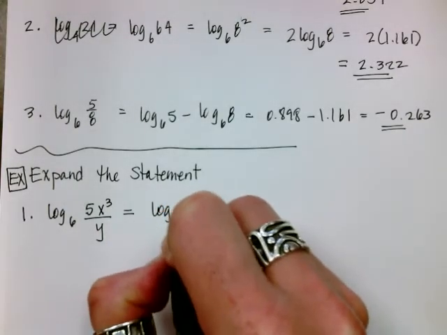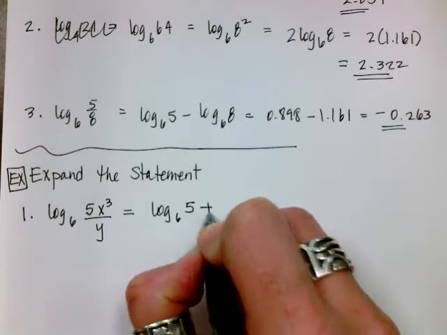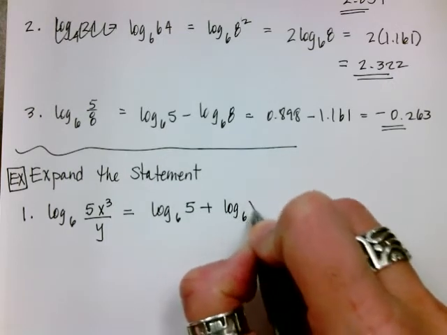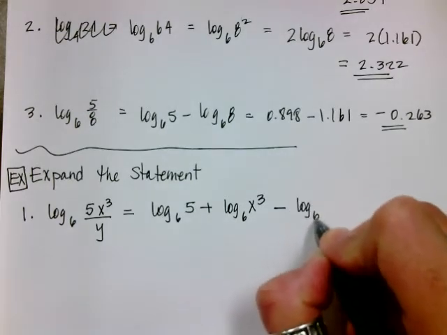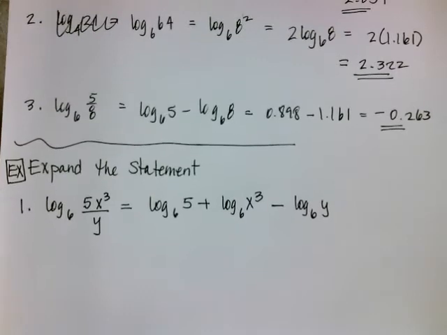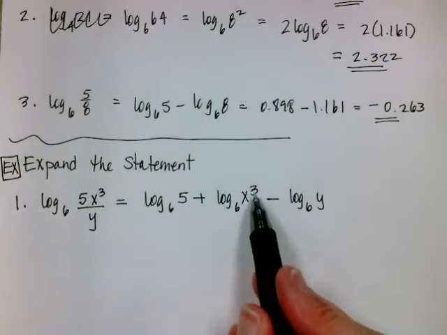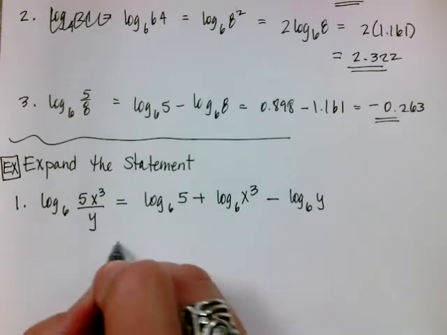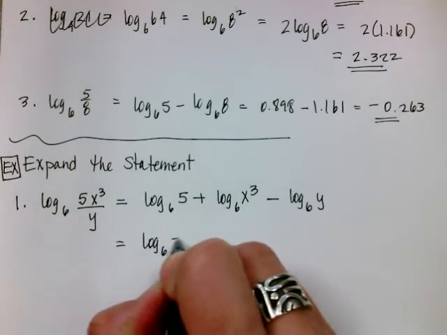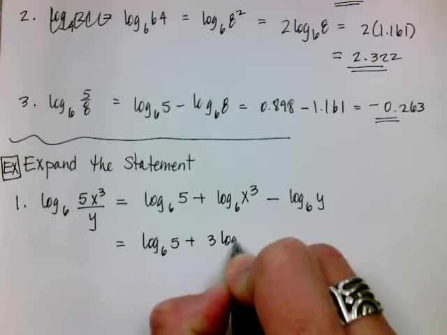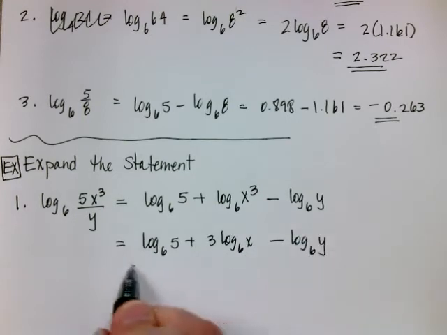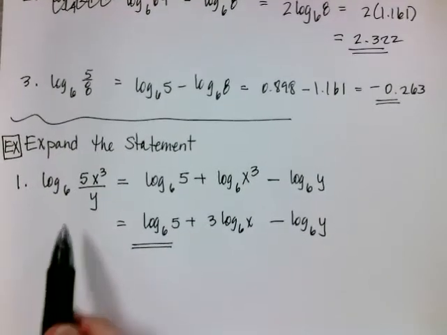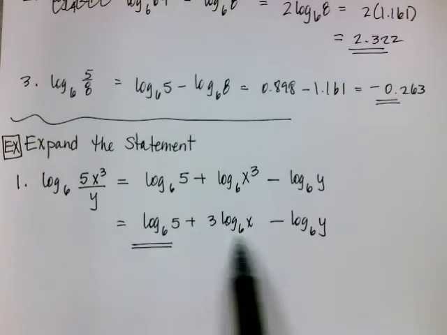I'm going to do the log base 6 of 5 plus the log base 6 of x cubed, and then I'm going to subtract the log base 6 of y. The only thing that I now need to simplify is that 3, because the power property says that it goes out front. So I'm going to have the log base 6 of 5 plus 3 log base 6 of x minus the log base 6 of y. And that is going to be your answer. So I took a very compact statement and I expanded it, which later we'll use to help us solve some log equations.